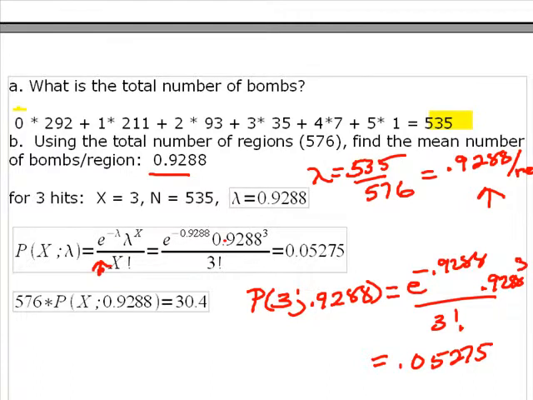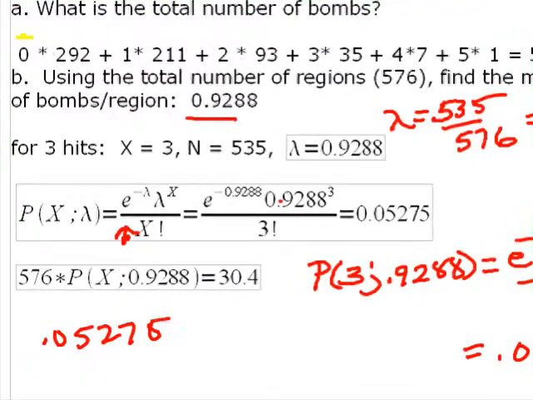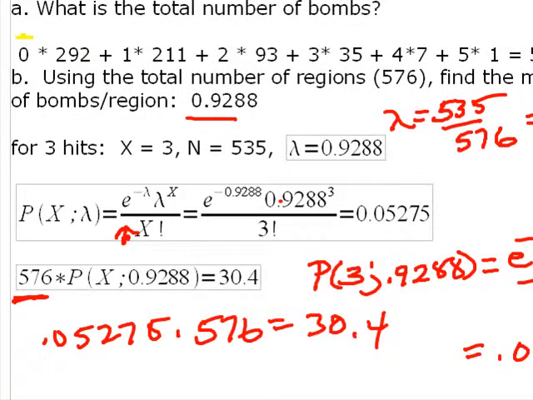Okay, now I've got that number. I take that number, 0.05275, and I multiply that by the total number of regions, 576, and I got the 30.4. And you repeat it for all of those. That one row is not filled in the actual homework. I just filled it in here. You can use that to compare your answers.